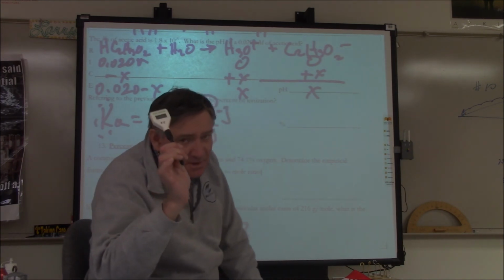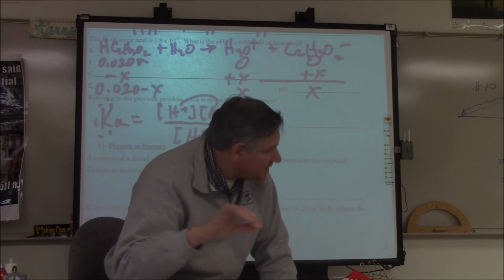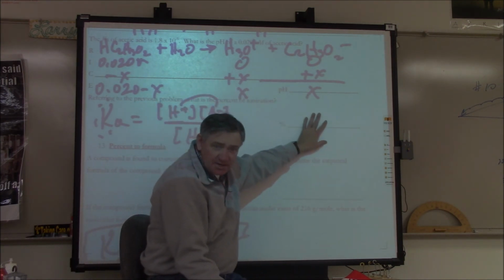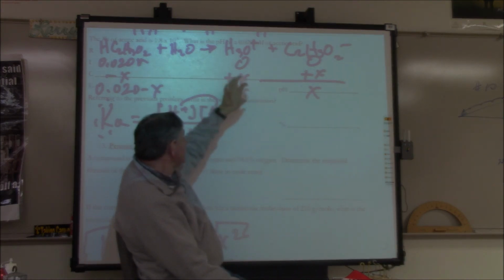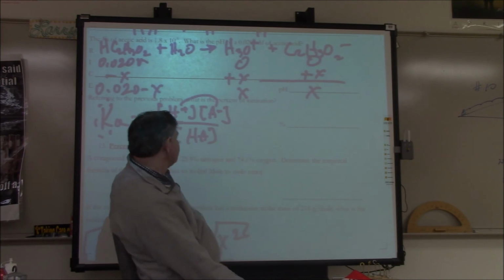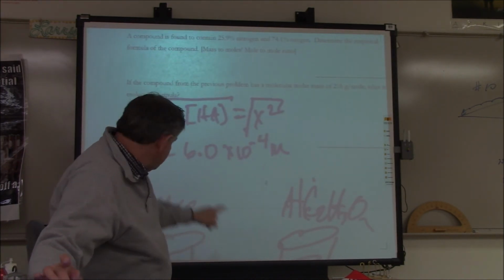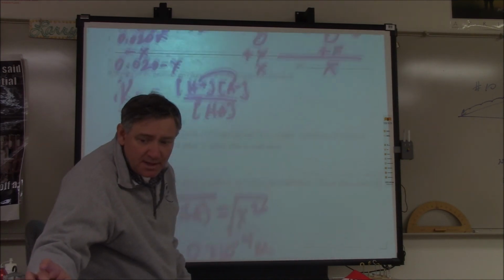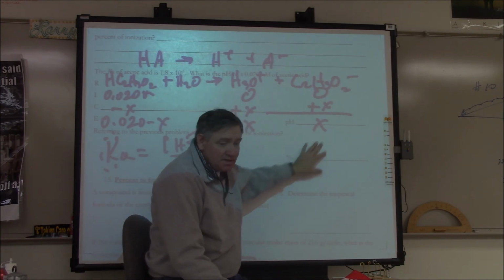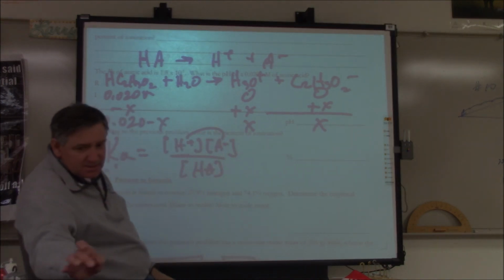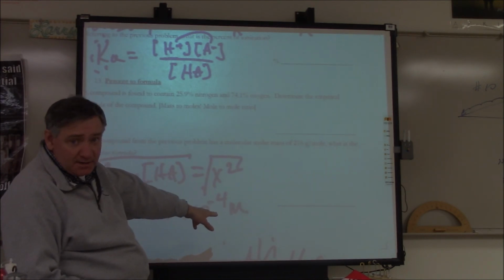My pH probe only measures the concentration of hydronium ions. I can't measure the concentration of my acetate ions, but I can find, with a pH probe, the concentration of my hydronium ions. So when you do this and get 6.0 times 10 to the negative fourth, from that I can now calculate my pH. Here's the concentration of my hydronium ions.